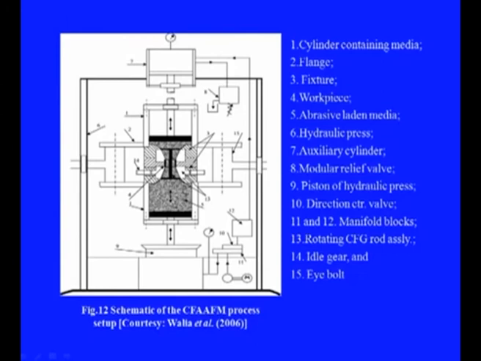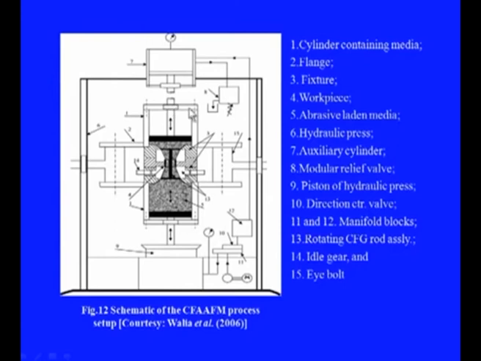This centrifugal force generating rod helps the media to simultaneously rotate at a speed while being axially pushed. The rotation of the rod causes a centrifugal force to act on the media, which in turn increases the media contact quality. This is the schematic of this process. This is again the basic AFM setup, as we have been seeing.